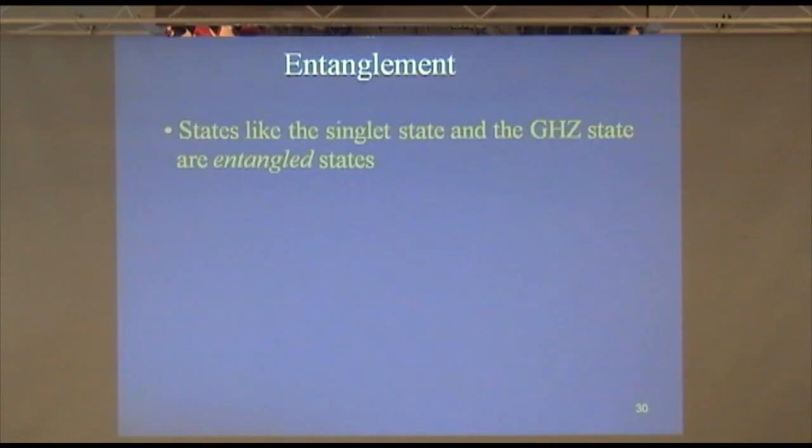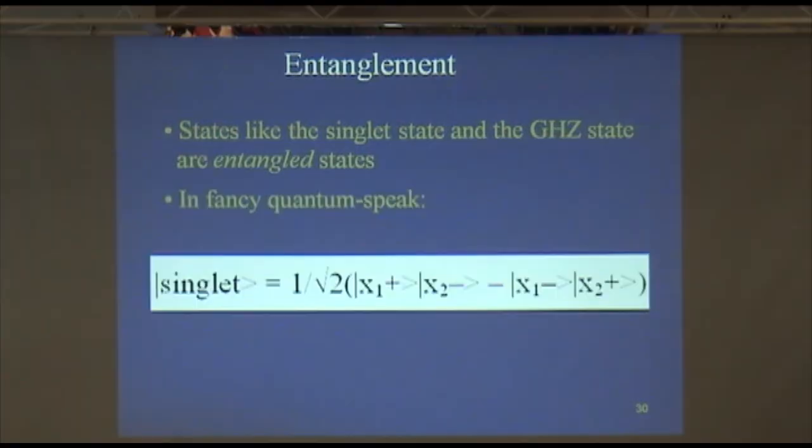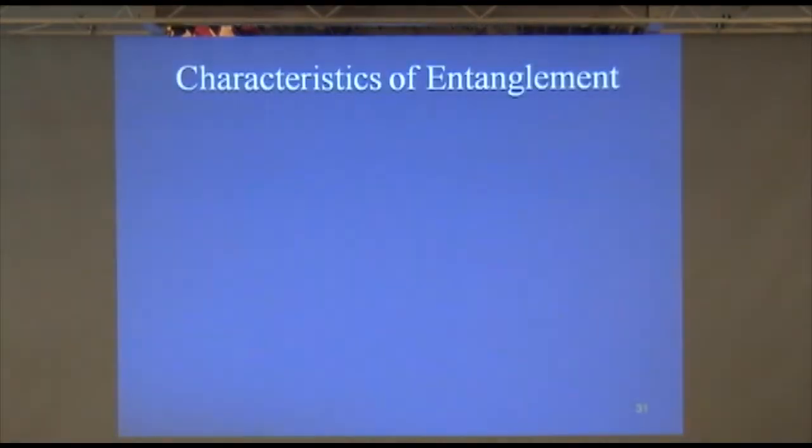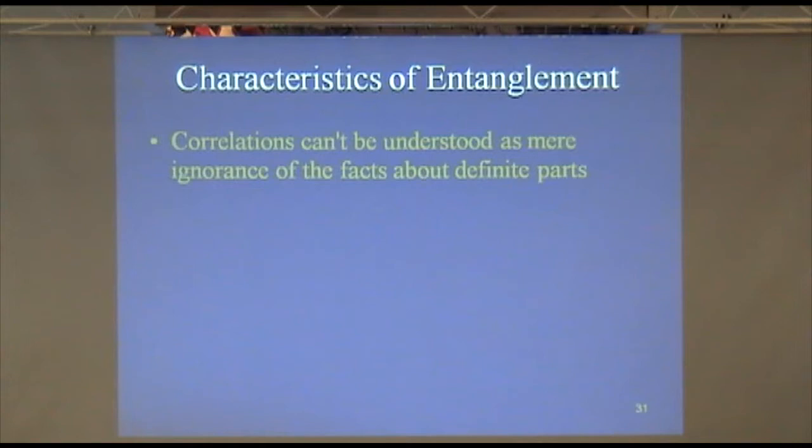Oh dear. Well, what's going on here is that these states, the singlet state that we started talking about earlier on, the GHZ state that we've been talking about here, are what are called entangled states. And we can have some discussion about what this means, but here's just, for those of you who like equations, the state written out. Okay. But what are some characteristics of entanglement? Well, the first thing, whenever you have an entangled state, you're going to get some correlations.